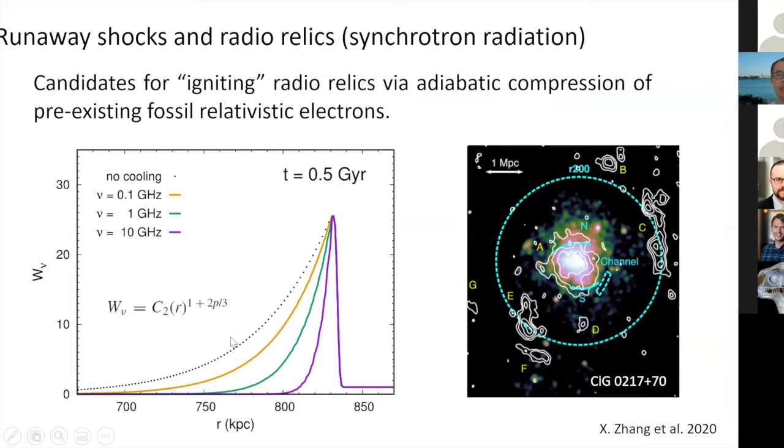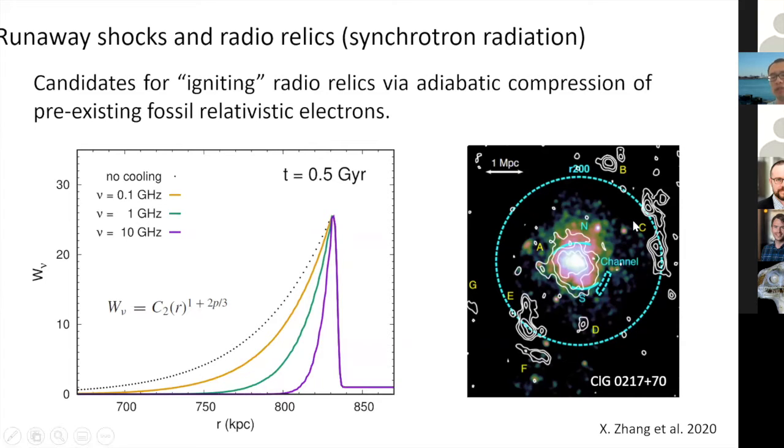Here in this left panel, I show you our modeled synchrotron radiation from the runaway shocks. The different curves show you the radiation at different wavelengths. So you can see the key feature is that the strong radio emission from the runaway shock is always confined to a narrow radial shell just behind the shock front here. And this feature is generally consistent with the geometry of the radio relics found in cluster outskirts.